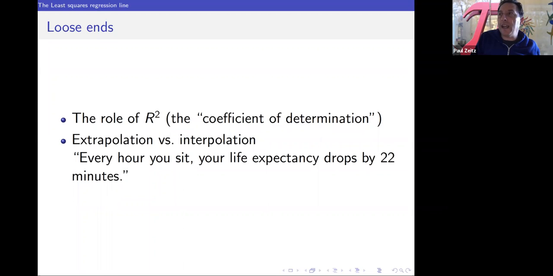It had a trend line. We have no idea what the R-squared is. We have no idea if the data was linear, and we have no idea really what's meant by every hour you sit. We know what life expectancy is, but you get this scary thing: every hour you sit, your life expectancy drops by 22 minutes. Okay. That's an example of interpolation, which may be true, may not be true.